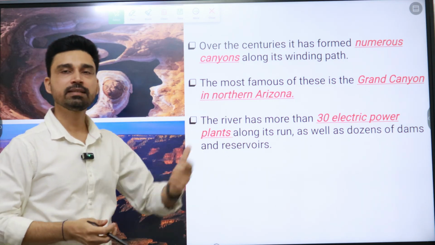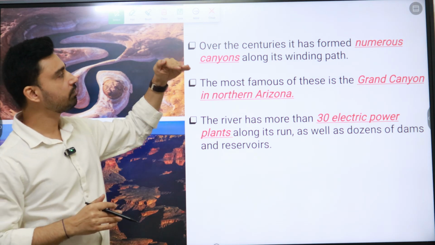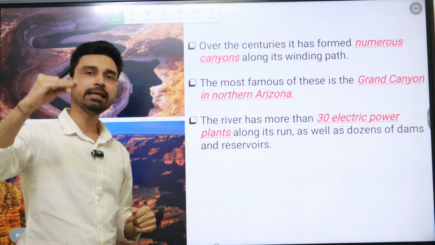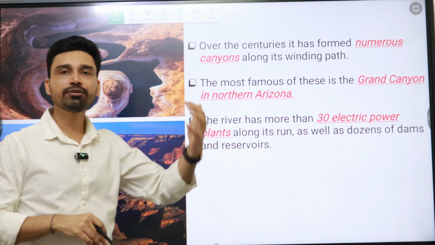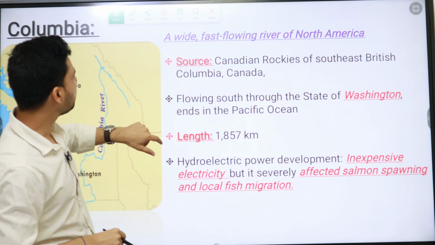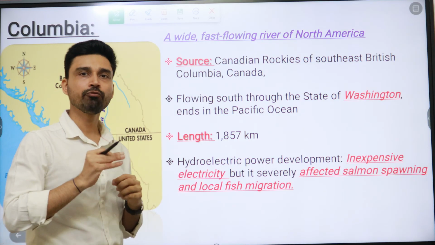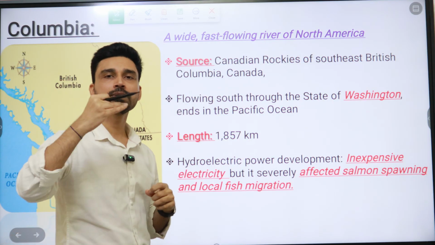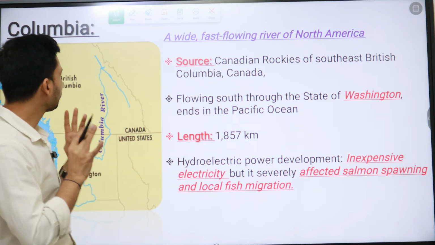It is found in part of northern Arizona, and because the river is flowing from plateau to plain, it descends at multiple places. Using this descent of the river, hydroelectricity generation is something that we can see in North America, and multiple dams and reservoirs have also been developed across this particular river. So if the question is asked which river forms the Grand Canyon, the answer should be, without doubt, the Colorado River. This is what we have to remember.